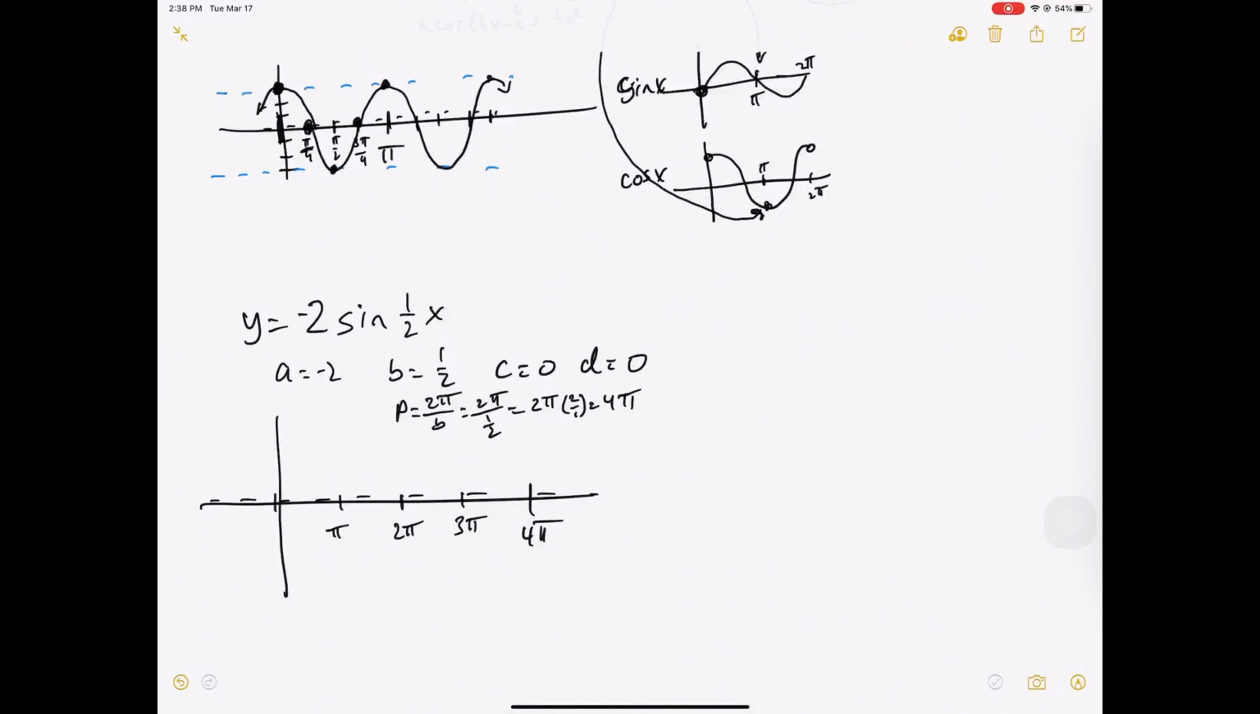And then we said the amplitude is negative 2. What that means is it's still going to go up 2 and down 2, except it's going to flip my graph. All my positive values, when I multiply by negative 2, become negative. And all my negative values, negative times negative, become positive. So our graph gets flipped.